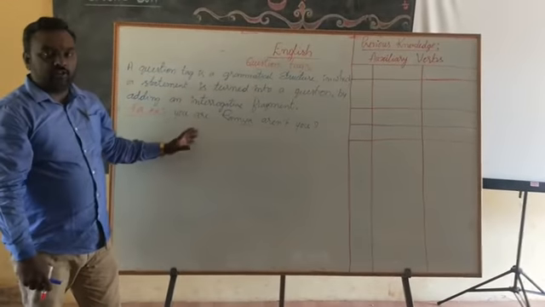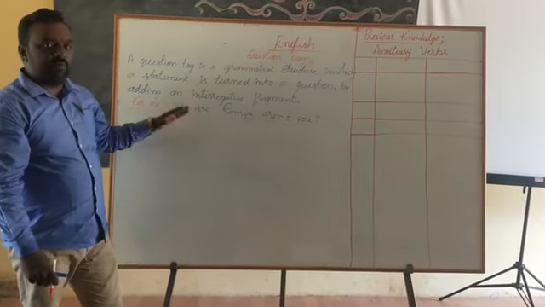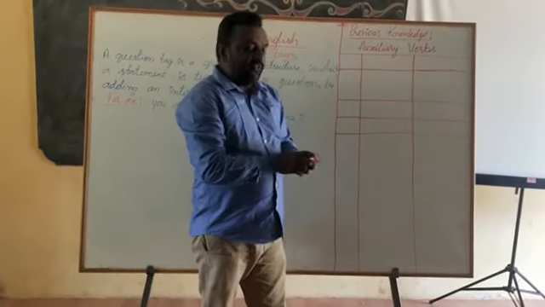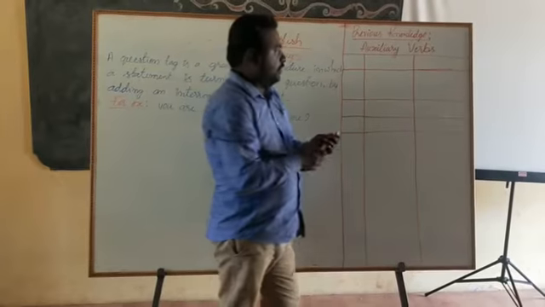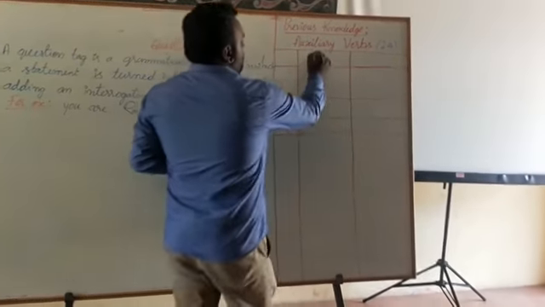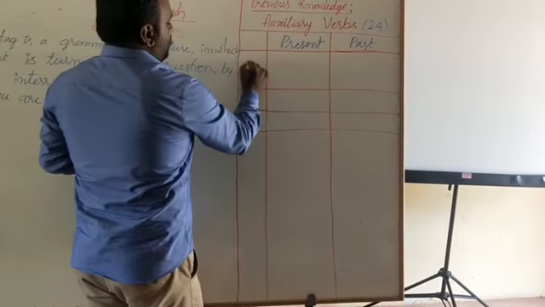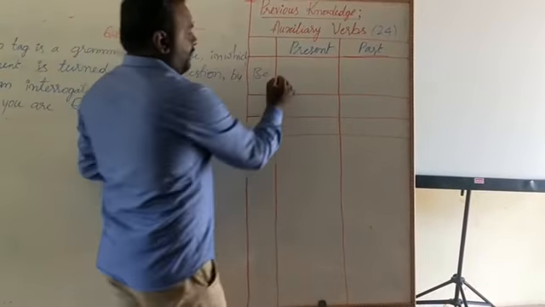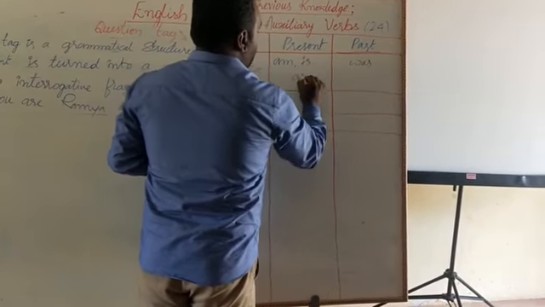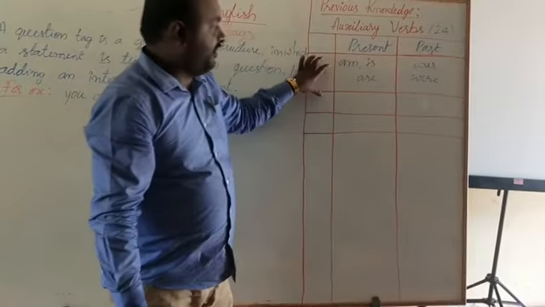Then how to add a question tag for a statement or a sentence? For this you need previous knowledge of auxiliary verbs. There are 24 auxiliary verbs in English, present and past. The first one is be form auxiliaries: am, is, was, are, were. These 5 auxiliary verbs are be form auxiliaries.